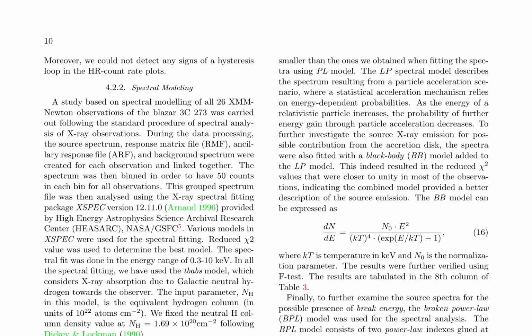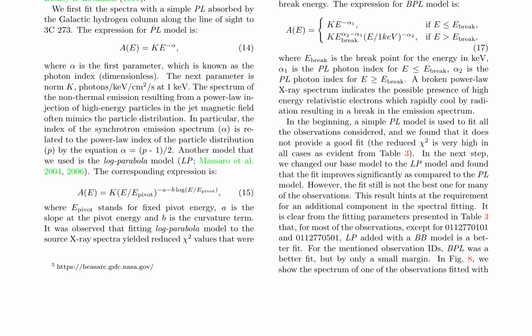The BPL model, consisting of two power law indexes with a break energy, may indicate the presence of high-energy relativistic electrons that rapidly cool by radiation, resulting in a break in the emission spectrum. To account for X-ray absorption due to galactic neutral hydrogen towards the observer, the TBABS model is employed, with the neutral H-column density value fixed at NH equals 1.69 times 10 to the 20 square centimeters, following Dickey and Lockman, 1990. The results are verified using the F-test, as tabulated in Table 3.